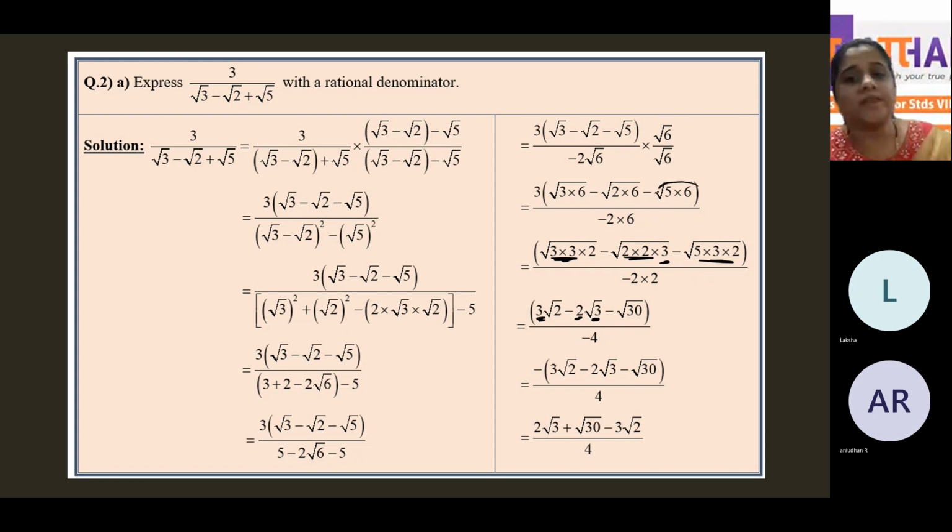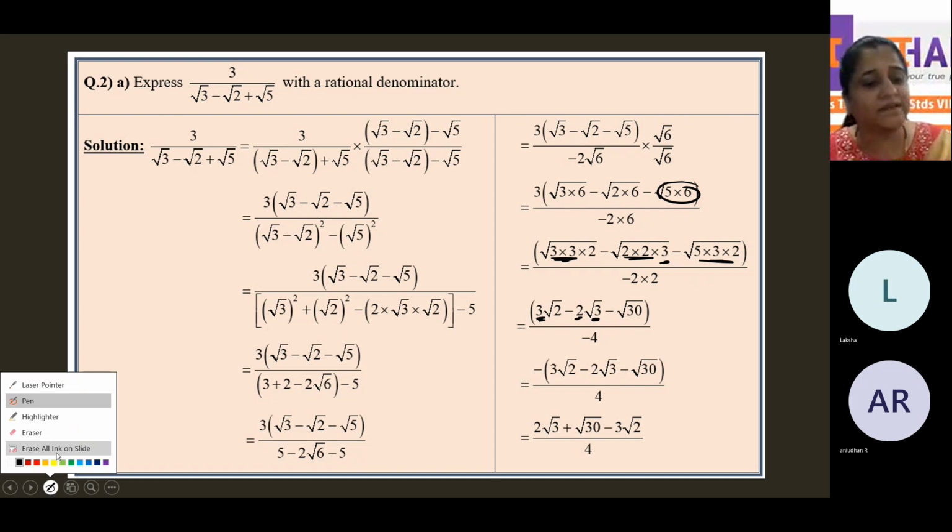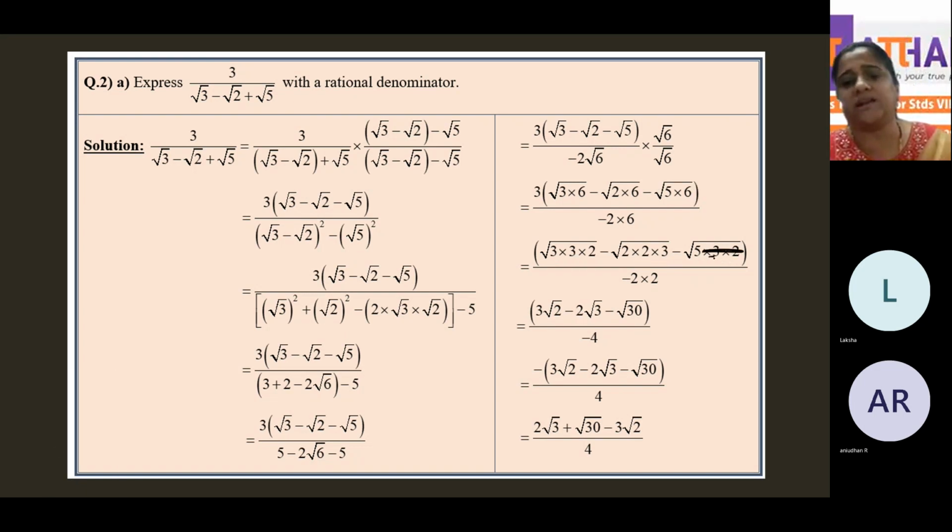If you already realized it, then you could have multiplied it straight away here. If you realize 5 and 6, there's only 1, 5, 1, 3, and 1, 2. If you already realized that, you can directly write root 30 here. I have written like this so that we all understand. So now there's only 1, 5, 1, 3, and 1, 2. So you'll have to multiply and write it as root 30.